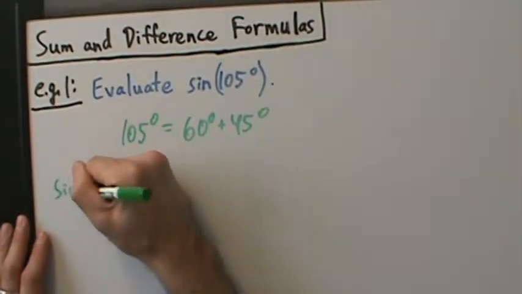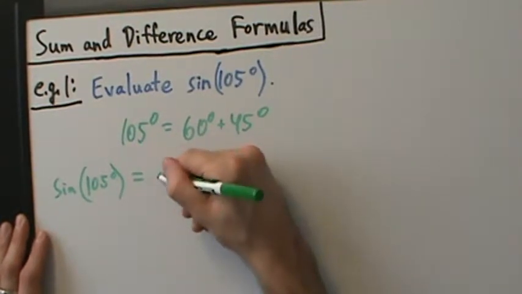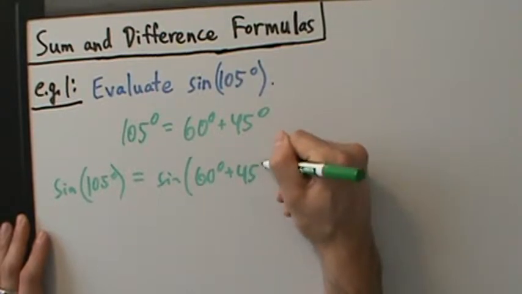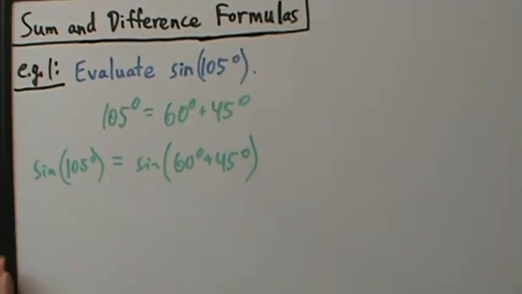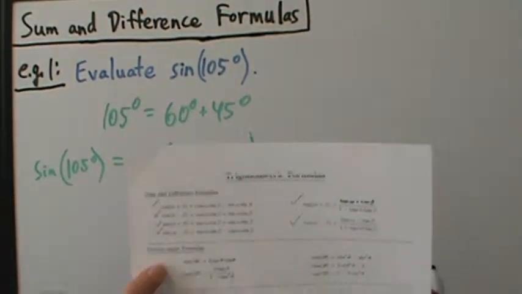So sine of 105 degrees equals the sine of 60 degrees plus 45 degrees. Now we're just going to use the sum formula that we established in an earlier video.